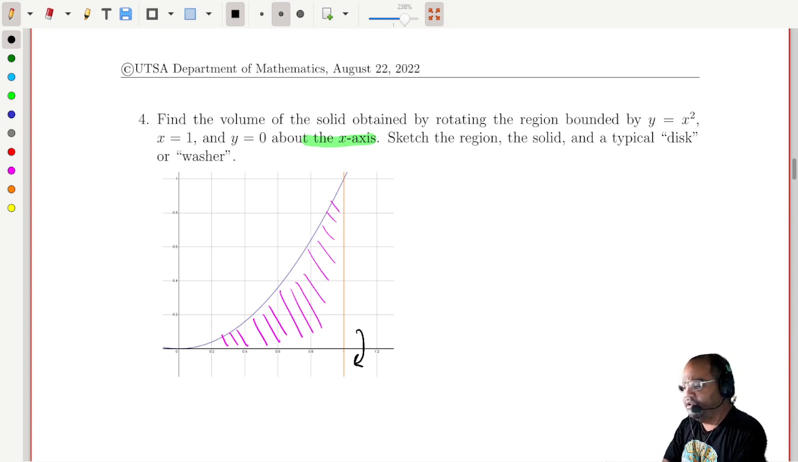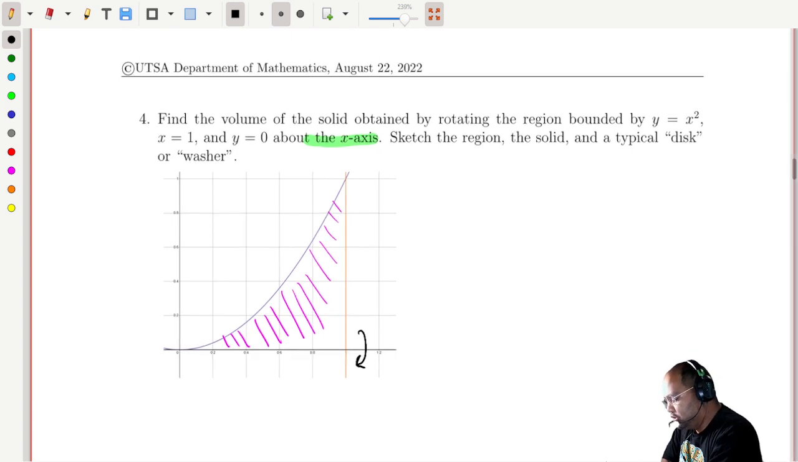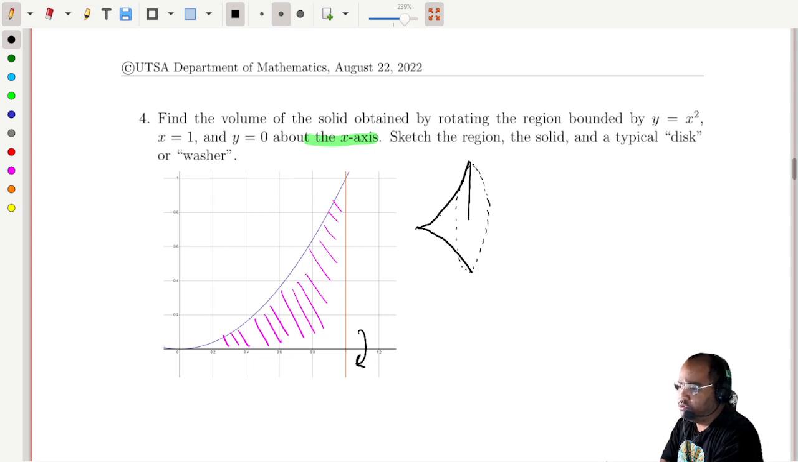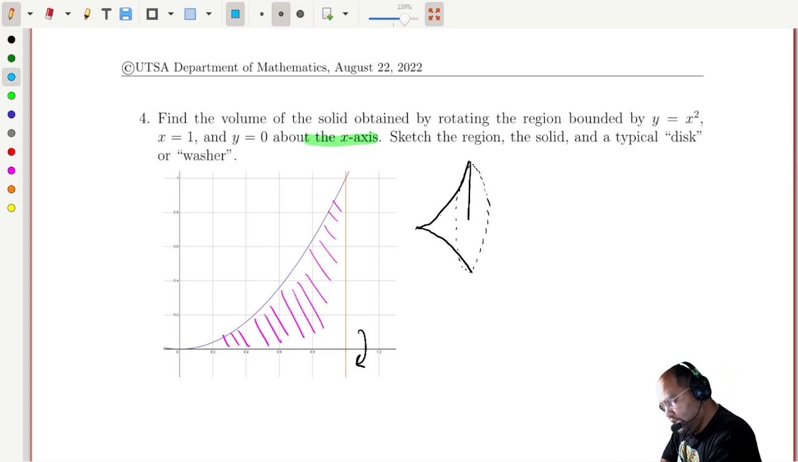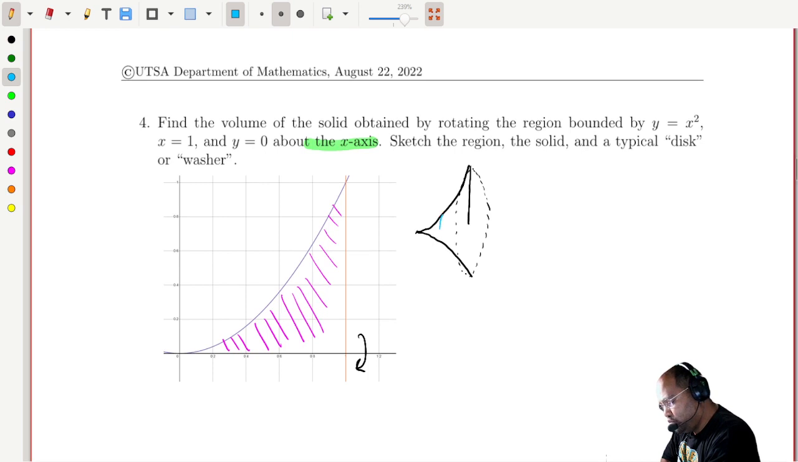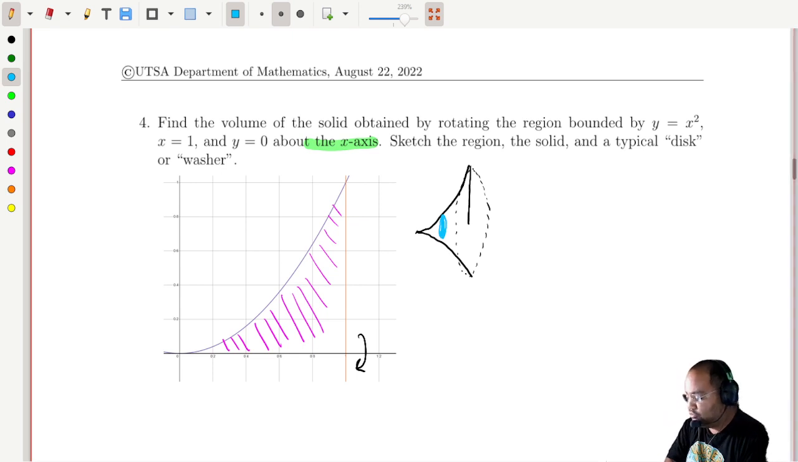Just for illustrative purposes, I'll draw a sketch of what the solid should look like. So here's our parabola and our vertical line x equals 1, and we're going to rotate this around the x-axis. We get this conical, bell-shaped thing, if you know about brass instruments. It almost looks like the bell of a trumpet or trombone. We want to figure out how to find the area of one of these little cross sections, which I'll shade in light blue, and then find the volume of such an object.